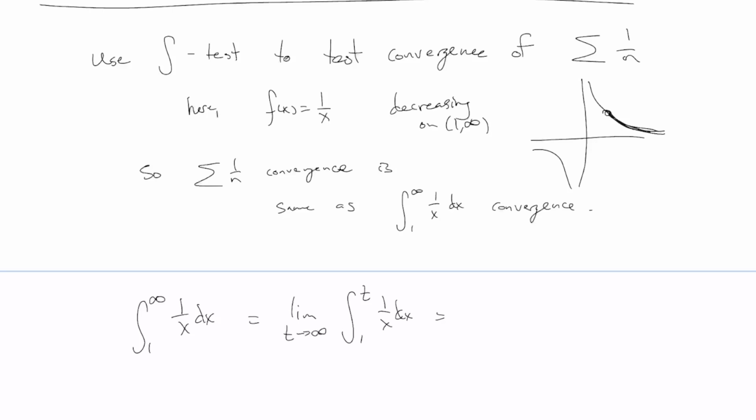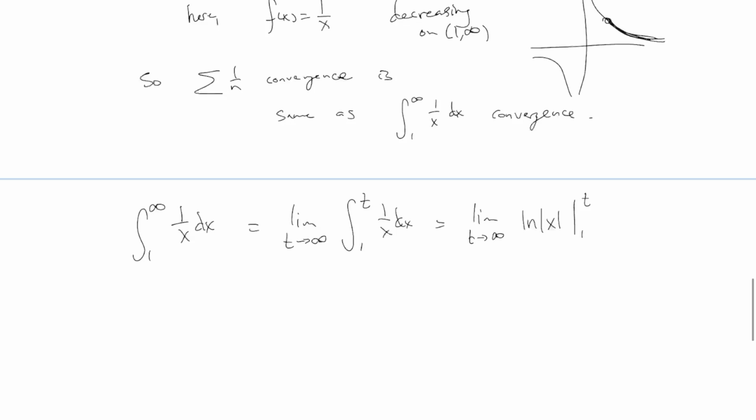Let's do the integral. There are no tricks here. We can just straight up do the antiderivative. What's the antiderivative of 1 over x? Surely everybody knows, yeah? It is the ln of x. So this is the natural log, absolute value x. Plugging in 1 and t, this becomes lim t goes to infinity, natural log of t minus natural log of 1. Natural log of 1 is 0.